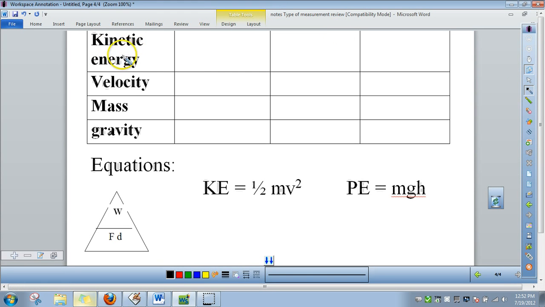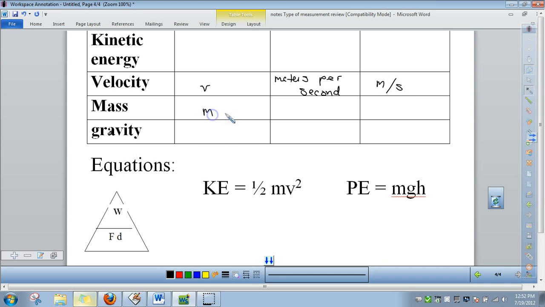Okay, we just finished kinetic energy. The variable for velocity is a lowercase v, not a capital V, that would be volume. If you're measuring velocity, that would be like measuring speed. So your units are meters per second, and that is abbreviated like this.